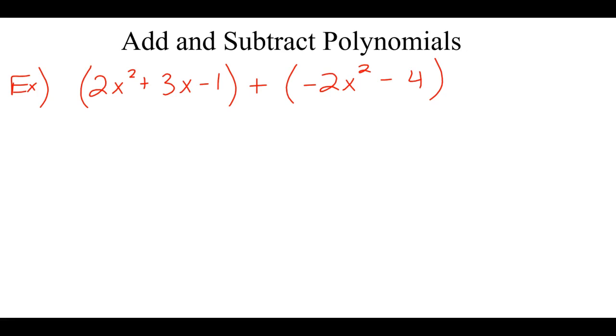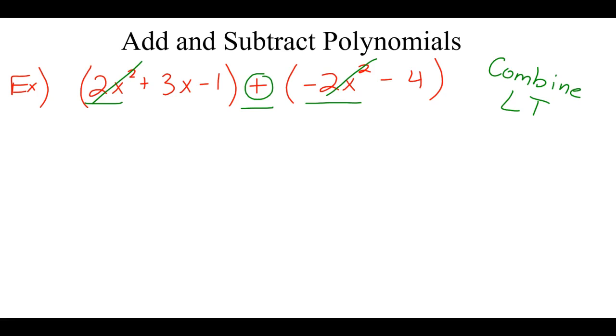Now, if we're adding together, all we're doing is just combining like terms. So, if I start out with 2x squared, and then I add negative 2x squared, they're both x squared, so we can add those together. What do we get? 0. Yeah, 2 minus 2 is 0. So those actually cancel out. 2 plus negative 2 is 0.